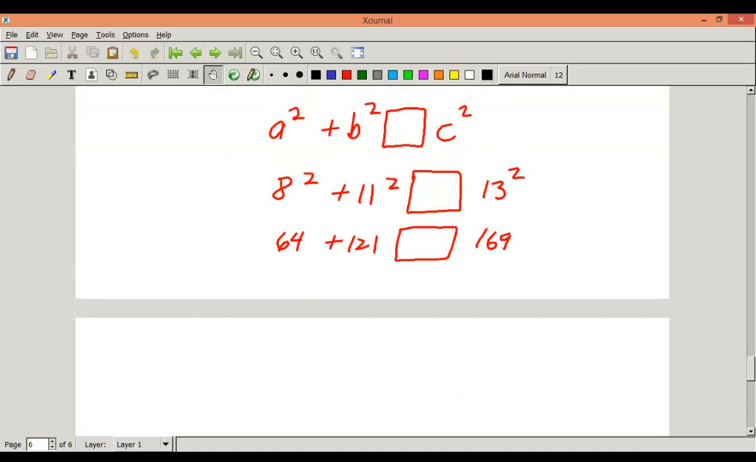Okay, so I'm going to add these two numbers on the left side. So we got 64 plus 121. That's 185. So you got 185 compared to 169. So that's obviously going to be greater than. So that tells us that a squared plus b squared is greater than c squared. So that means this triangle is acute, based on that Pythagorean inequality.